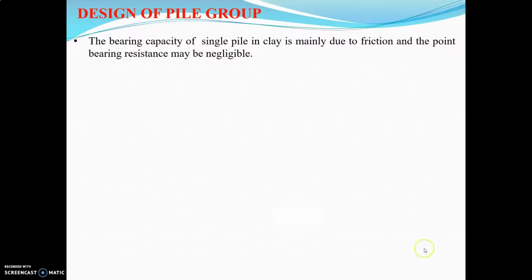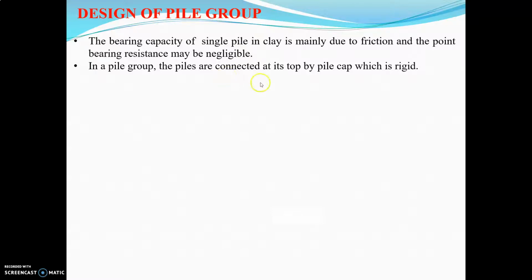So next, let us see how we can design the pile group. The bearing capacity of a single pile in clay is mainly due to friction, and the point bearing resistance may be negligible. So mainly in the case of a single pile in clay, the load bearing capacity is affected by the friction. The point bearing resistance is very less.